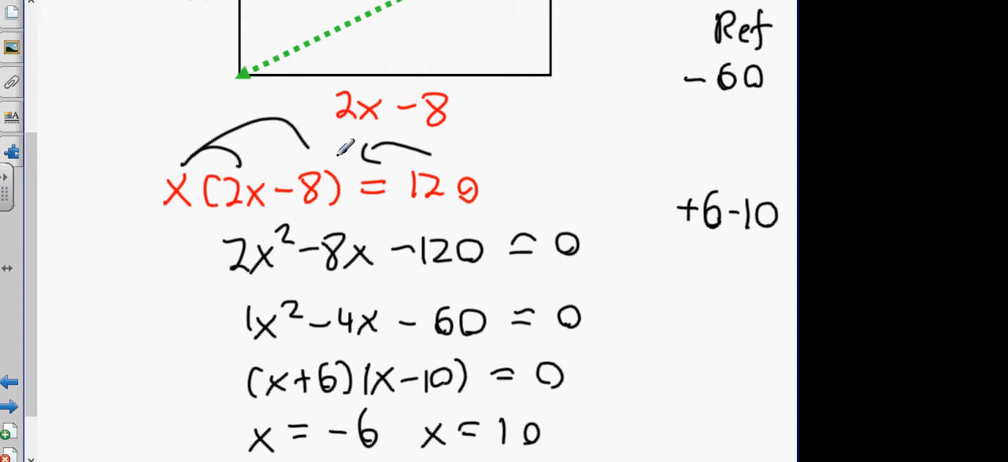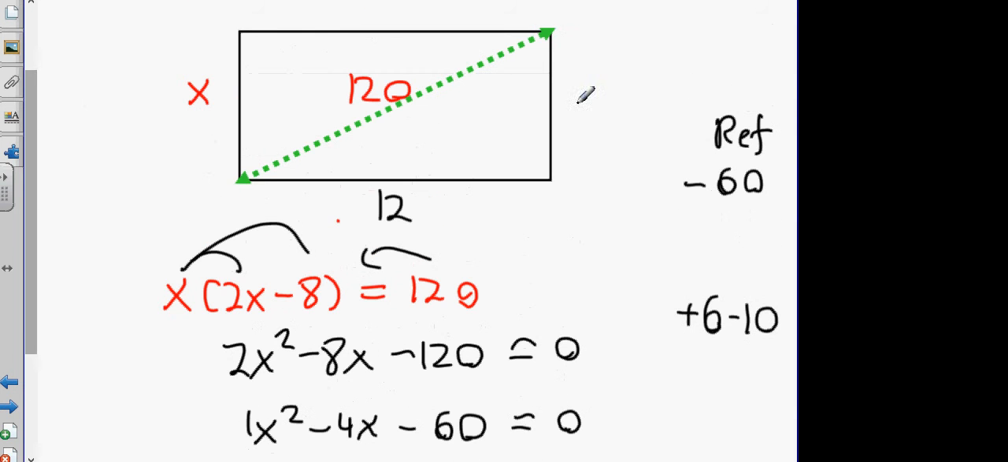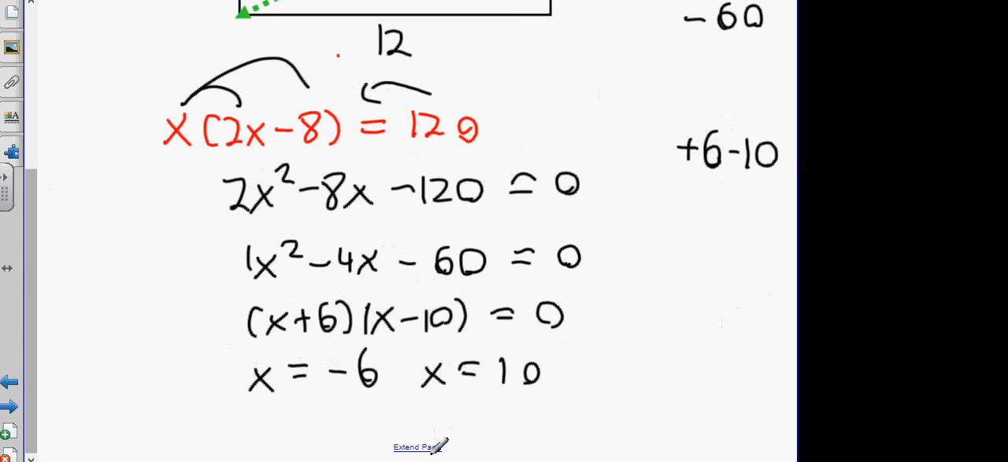Okay? Now that that's done, you go back up to your initial diagram and you say, okay, I said that the length was 2x minus 8. 2 times 10 is 20. 20 minus 8 is 12. It now changes to 12. Okay, that's 12. And the height is 10. Okay, so now it's a 10 and 12 triangle.